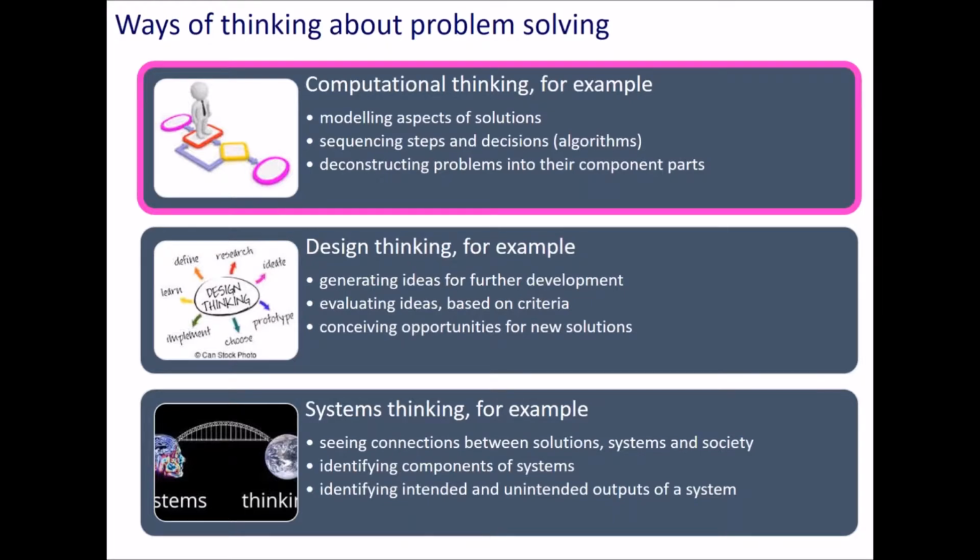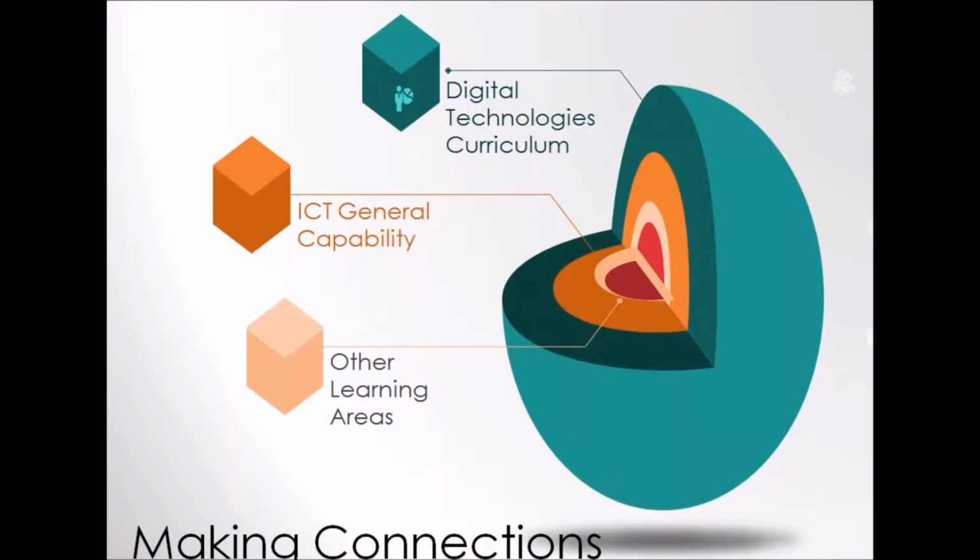All right. And again, here's another graphic just to remind you about what that actually means. What is computational thinking? There's some examples for you when we're modelling aspects of solutions, sequencing steps, looking at algorithmic thinking, our design thinking. Nothing new there. You've been doing that with your students all the way along when we're looking at problem solving. Now we've got systems thinking, looking for connections between solutions and systems and understanding the components of systems as opposed to just being passive users of these systems. Thanks, Martin.